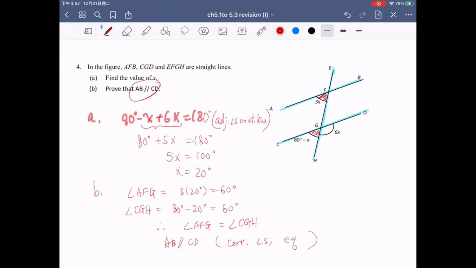There you go. Remember, all the reasons to prove parallel lines do not include something like AB parallel CD. No, we just have corresponding angles equal, alternate angles equal, or interior angles supplementary.